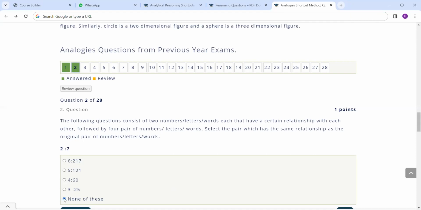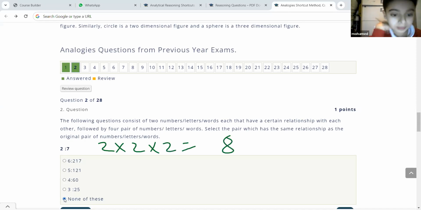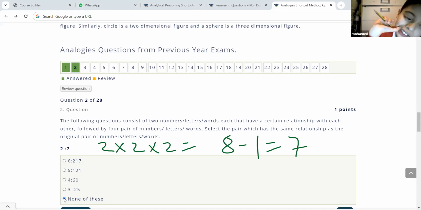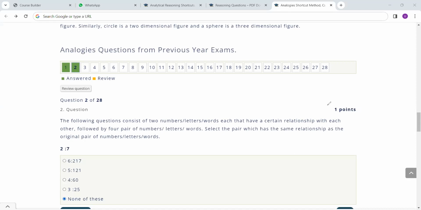Okay, what is the cube of 2? The cube of 2 is 8. Cube of 2 means 2 times 2 times 2, which is 8. 8 minus 1 gives us 7. So in that way also, I am not getting any option over here. That means my answer is none of these. Okay. Let's go to another question.